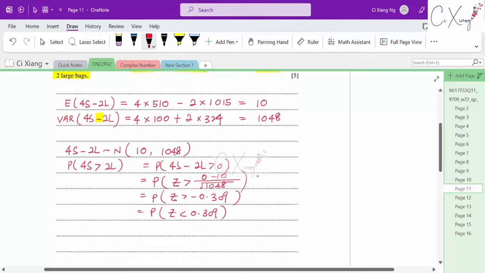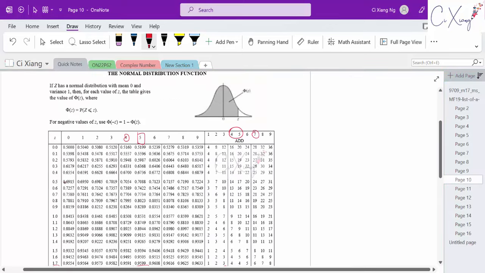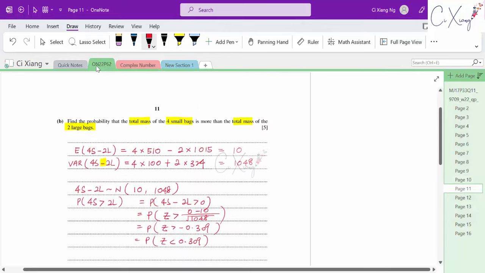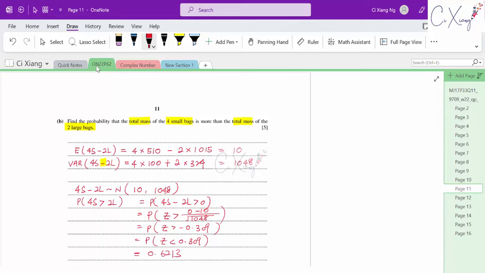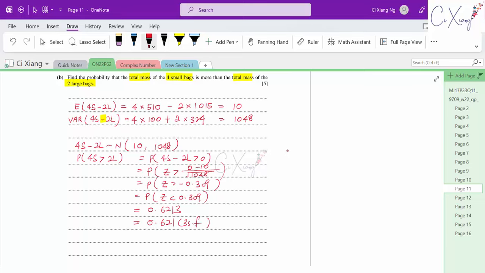Then we can get the answer from the table for 0.309. So you look for 0.30 and then 9. That means you have to take 6179 plus 34 at the last 2 digits. So you take 6179 plus 34, and eventually you should get 0.6213. Now I want to round off my answer to 3 significant figures, where I'm having my final answer at 0.621. And this is how we get the probability.